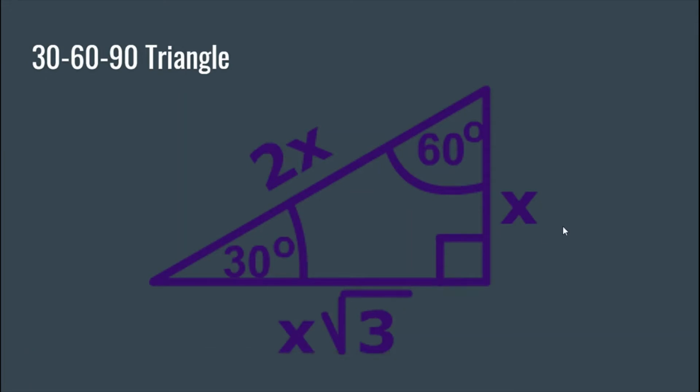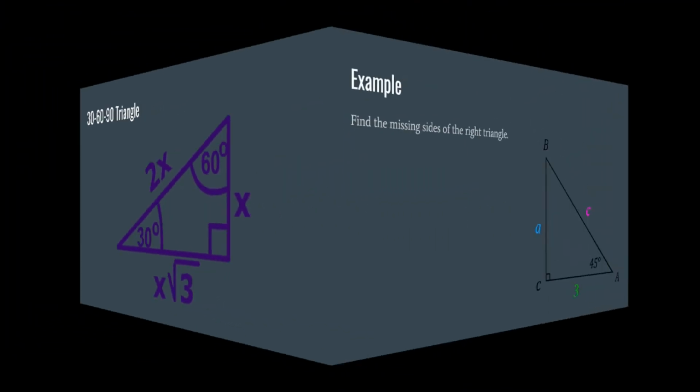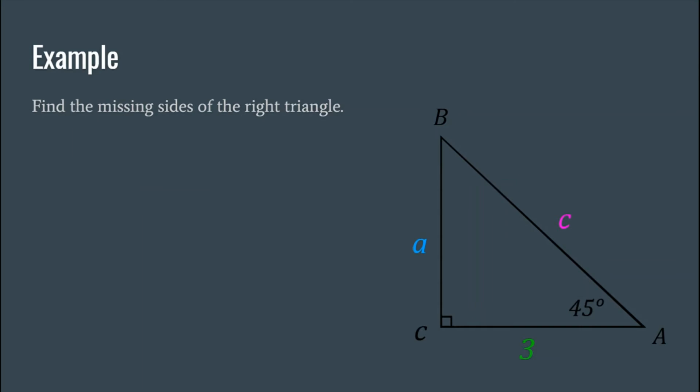For this triangle and the previous triangle, you can use the Pythagorean theorem to help you if you're not comfortable doing it this way, because the Pythagorean theorem works for right triangles. Let's go into a couple of examples and see how these work. We'll find the missing sides.